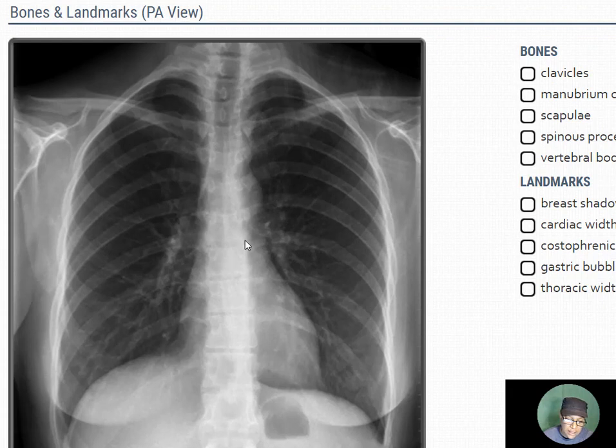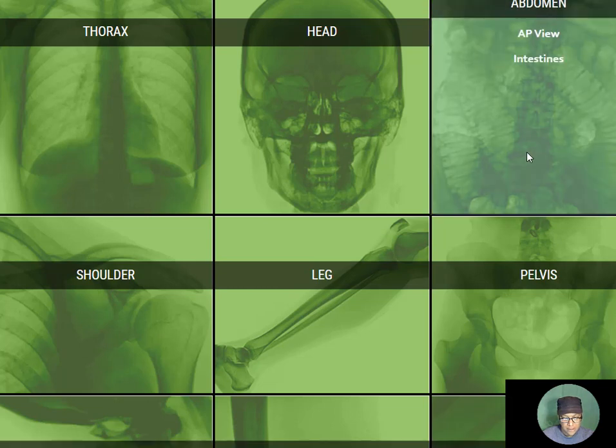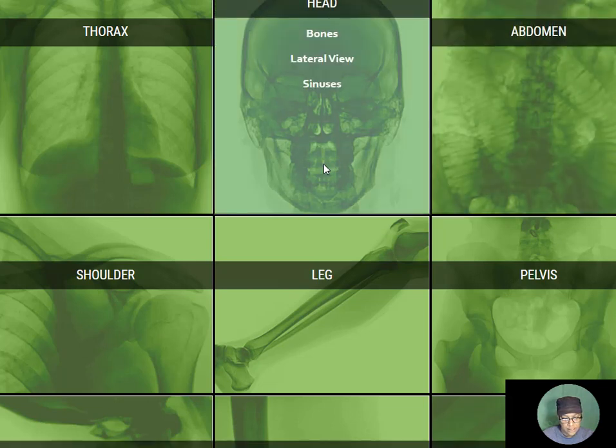So when we look at an x-ray, we look at the totality of it. And this is the chest x-ray. And when you go to this site, I'm going to see if I can click through. It's going to give you all these other x-rays that you can look at on your own.